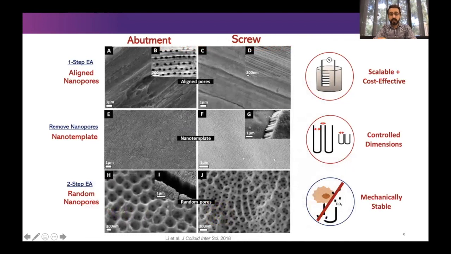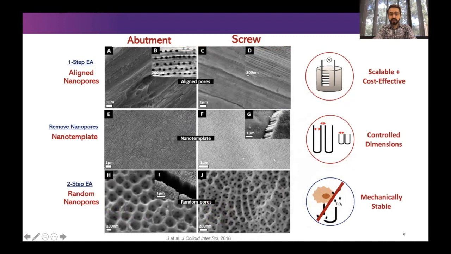Very recently, we are able to fabricate controlled nanotopographies on conventional dental implants. So here you see the different nanotopographies on abutment and screw. If we just do the anodization once, we have aligned nanopores. When we remove the nanopores, we have a nanotemplate. When we perform the second anodization, we have random nanopores.